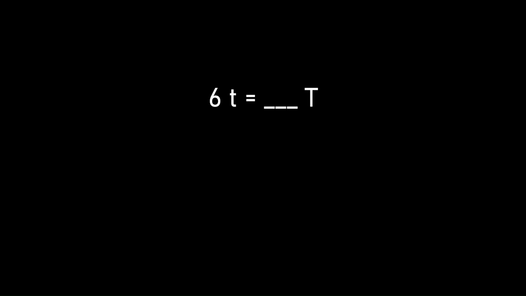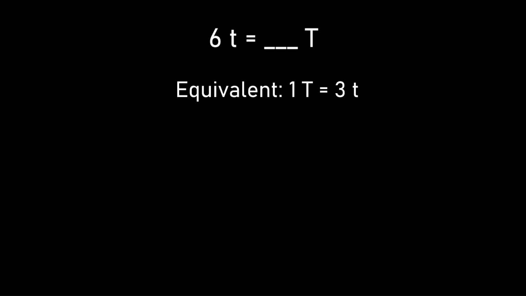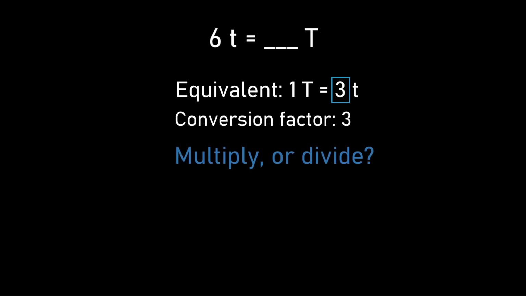Our first problem asks us the number of tablespoons that equals 6 teaspoons. To solve this problem, we'll need to find our conversion factor by recalling an equivalent for teaspoons and tablespoons. In this case, we have two numbers to choose from as our conversion factor: 1 or 3. Given that anything multiplied or divided by 1 is itself, the obvious choice is the number 3. Now, we decide. Do we multiply or divide?